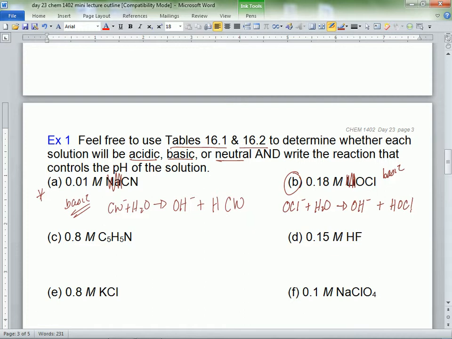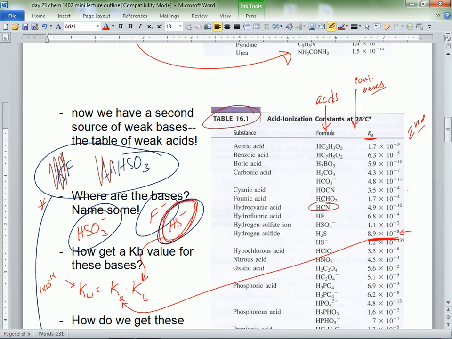And so what we're doing is we're just prepping for the ice table, right? We're just starting to prep stuff, so we're not going all the way. So let's go to the boards and first figure out acidic, basic, or neutral. Once you make that determination, if you say acidic, you have to write a Ka reaction. If you say basic, you have to write a Kb reaction.